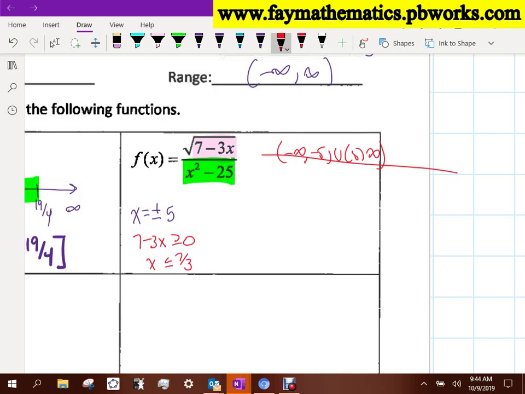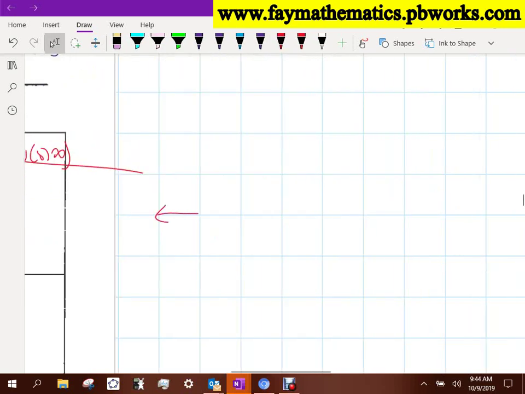Now remember, you need a number that is defined as your output here for your numerator. You also need a number defined here, but also that number cannot be 0. Does that make sense? Okay. So we're looking for this to be true and that to be true. So if I look at a number line here, I think about my domain, we just found, I don't know the best way to draw this, -5 and +5. We just found that, right? 7/3 is right there.